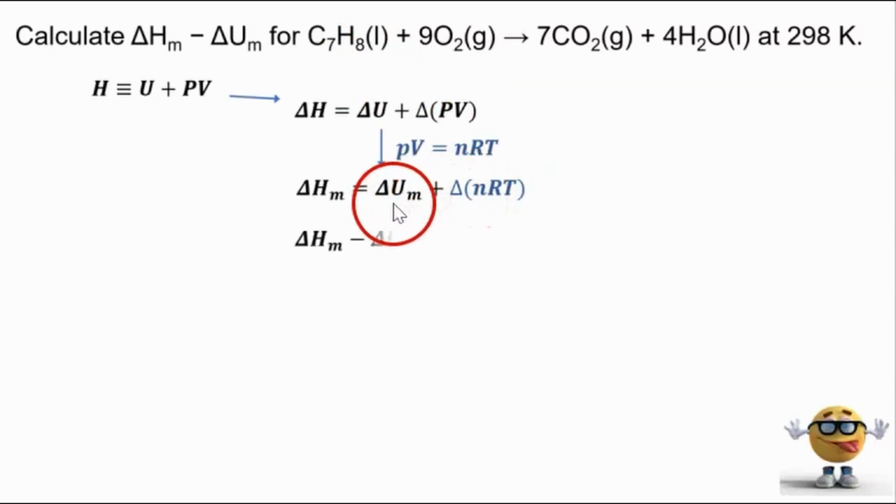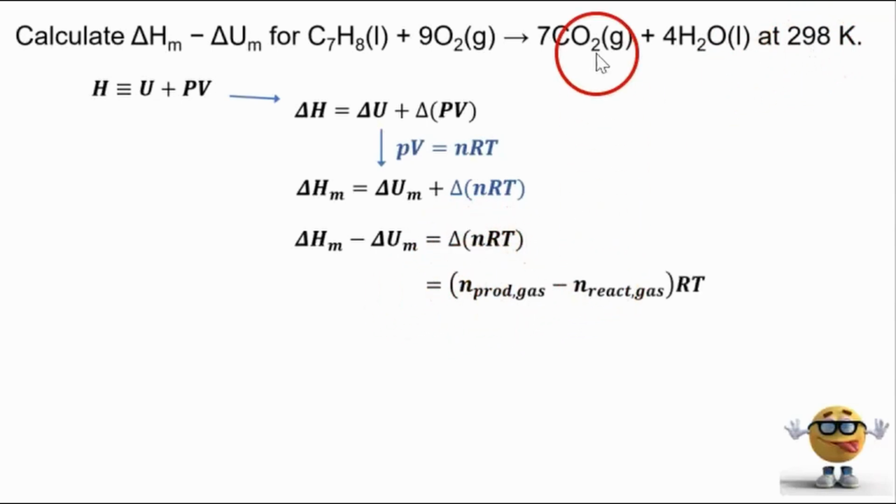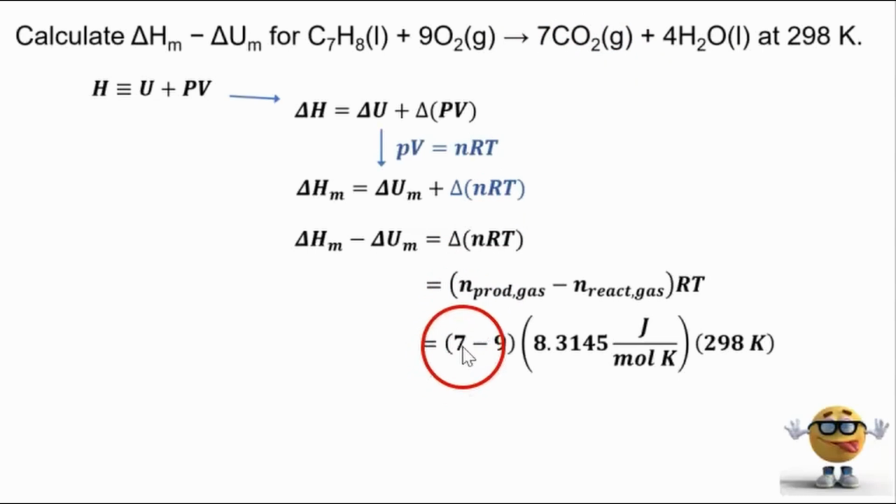And at this point, we can just transpose the change in molar internal energy over and see this difference. This is what we're solving for here, equals the change in the moles times R times temperature. Now, temperature is constant, so the difference in the moles is going to be the difference in the moles of the gas, because that's what's going to change the volume appreciably. So if we plug in our numbers, based on the balanced equation, we have 7 moles of gas produced for every 9 moles of gas that react.